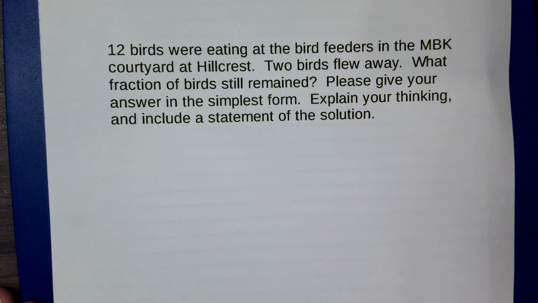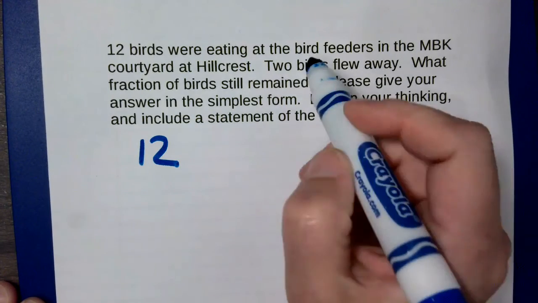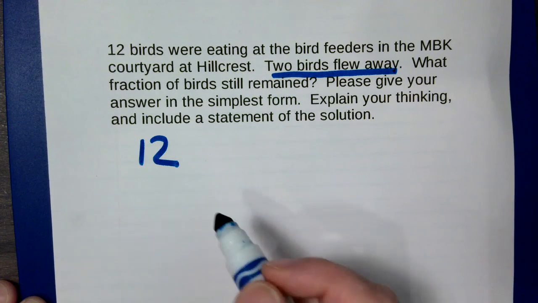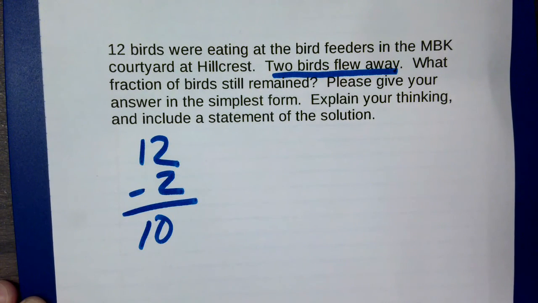So 12 birds were eating at the bird feeders in the MBK courtyard at Hillcrest. 2 birds flew away. What fraction of birds still remained? Please give your answer in the simplest form. Explain your thinking and include a statement of the solution. So I like to think about this in terms of a picture, right? So I have 12 birds there, okay? And then it said 2 birds flew away. So that tells me I'm doing 12 minus 2. So that means that there's 10 birds left, okay?